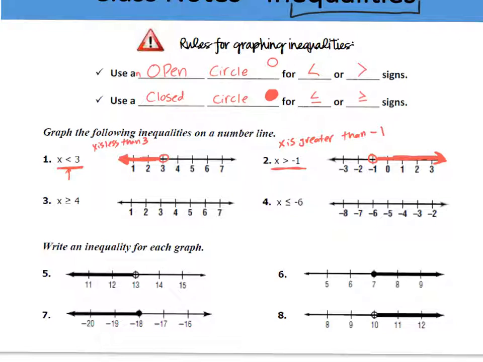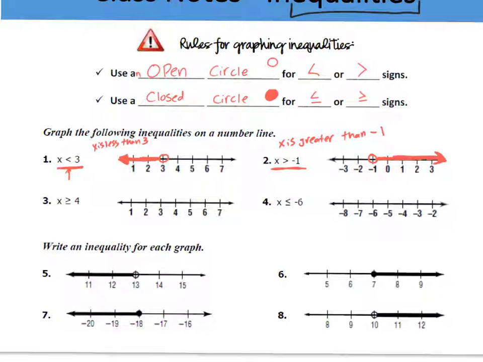Take a moment to make sure that this is in your notes. We call these strict inequalities because it's strictly greater than or strictly less than. And that can encompass things like 2.5, which is less than 3, and 0.5, which is greater than -1. So it includes all those decimal values as well.